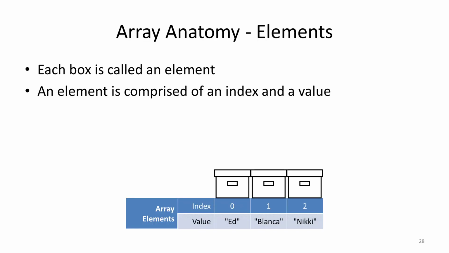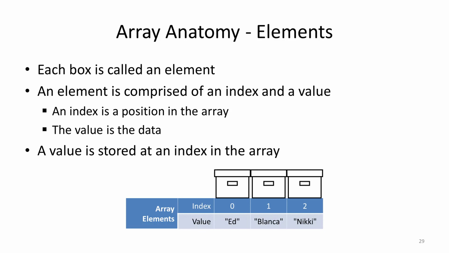Now we're going to get a little technical and talk about the anatomy of an array, or the different parts. The term box that I use is just a layman or colloquial term. Each box is called an element, and an element is comprised of an index and a value. So those consecutive boxes that are used to store the array data, they have an index and they have a value. An index is a position in the array, and the value is the data. A value is stored at an index in the array.